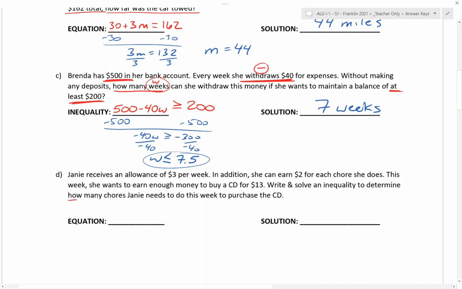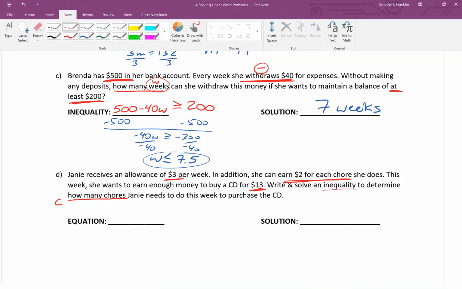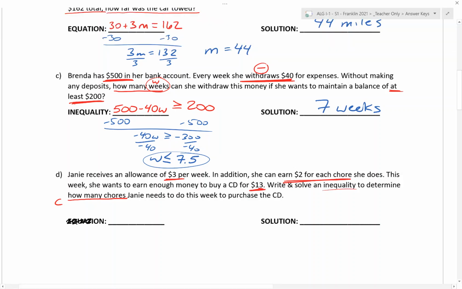So we know how many chores, that's what the question is asking us to find, so that's what our variable is going to be. So she gets $3 this week, plus the 2 per chore, and she wants it to total $13 or more. You know, she can earn more than 13, but she wants to have enough money to buy a CD. And we want to write an inequality because it says so. So that's what this should say here. Inequality.